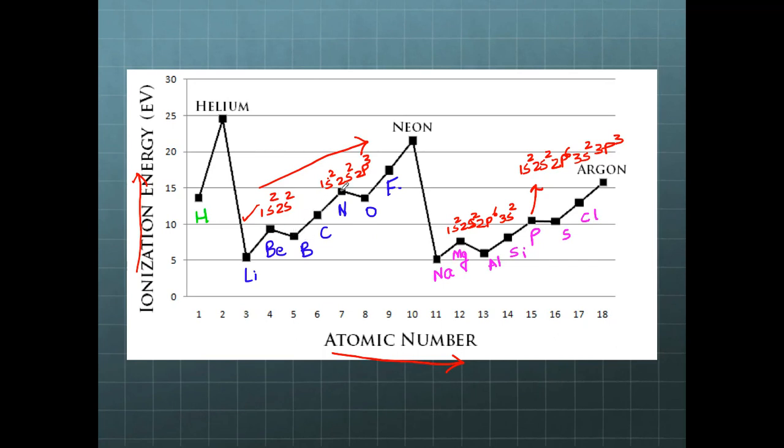And then if we look at nitrogen, the electron configuration for nitrogen is 1s2, 2s2, 2p3. 2p3 means it's a half filled p orbital. It's much more stable and therefore would require more energy as compared to oxygen to remove that first electron. So half filled and completely filled orbitals are much more stable and would require more energy to remove an electron as compared to incompletely filled orbitals.